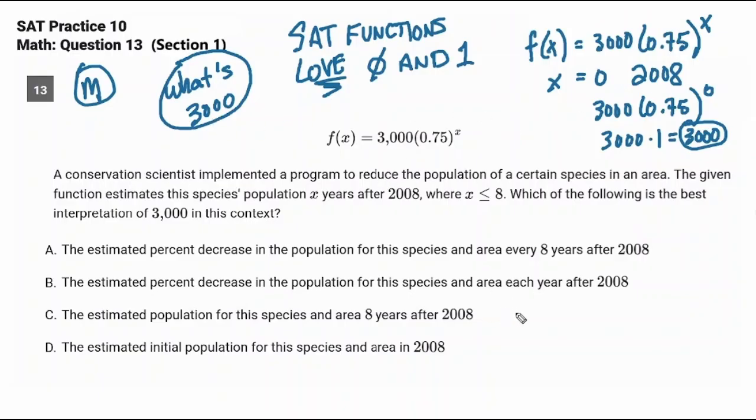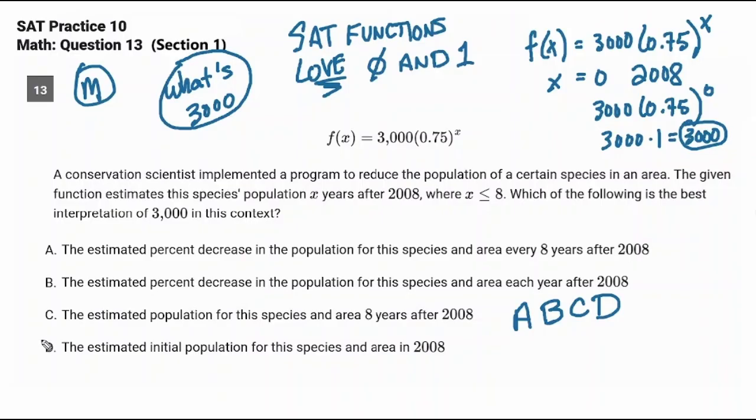It's going to go and cross off answer choices. Some of these answer choices are going to make 0 sense to us. A, the estimated percent decrease in the population for this species and area every 8 years after 2008 makes no sense to me. B, the estimated percent decrease in the population for this species and area each year after 2008. Doesn't make a lot of sense to me. Can't cross it out. C, the estimated population for this species and area 8 years after 2008. Doesn't make a lot of sense, not crossing it out.